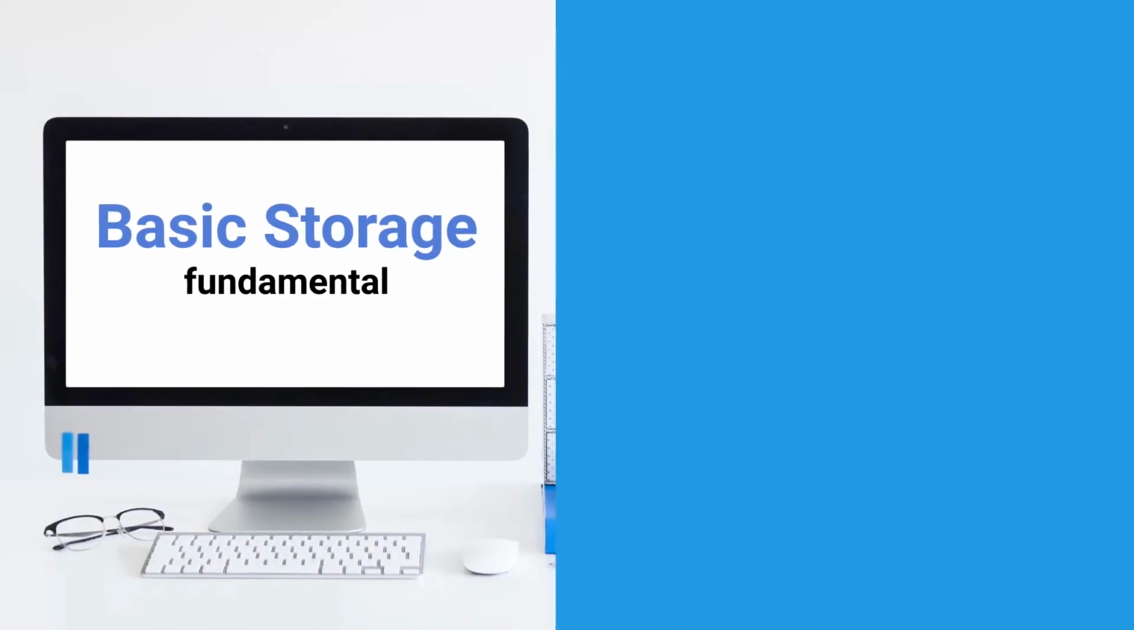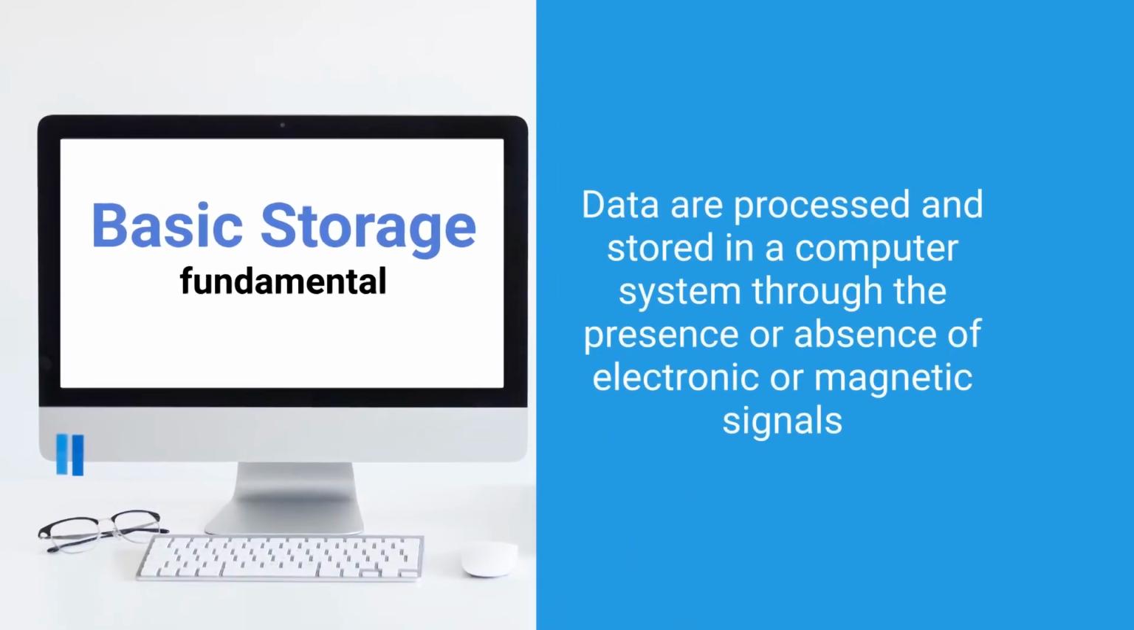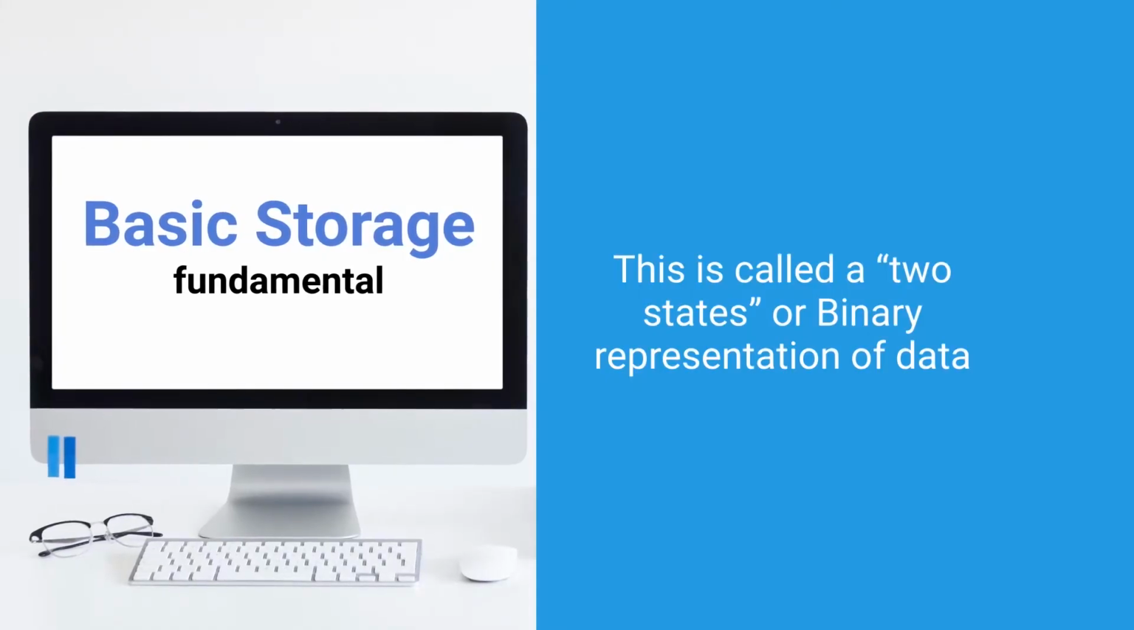As we discussed, the main memory is the one which keeps the data in terms of information or in terms of programs. Whenever we talk about the processing of this data, it is stored in the computer system through the presence or absence of electronic or magnetic signals. Basically, these are like any switch we have for on and off. Similarly, these devices store information in two states, that is, the binary representation of data.